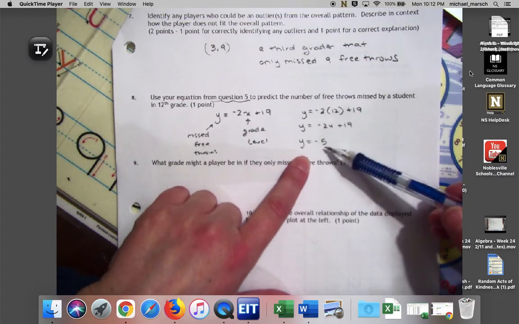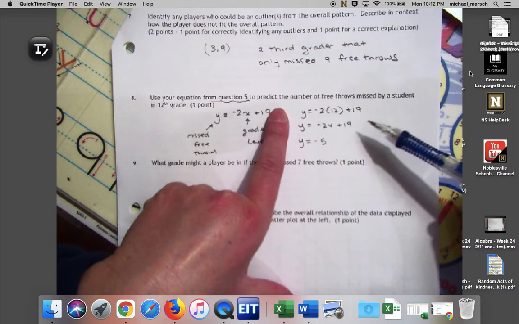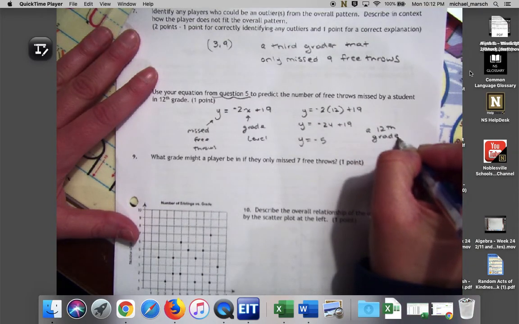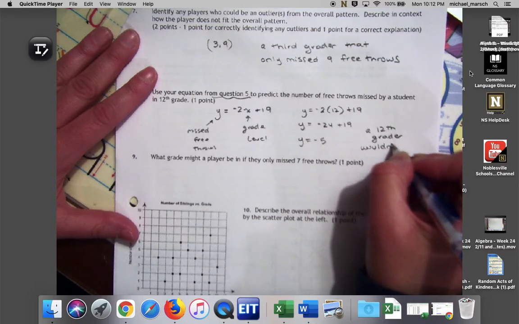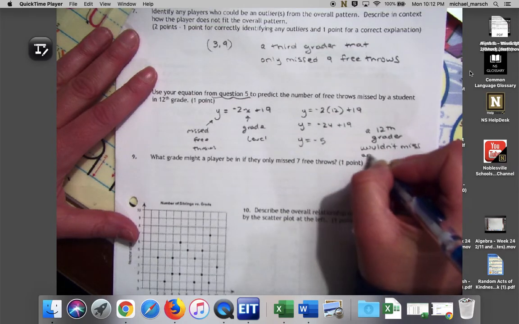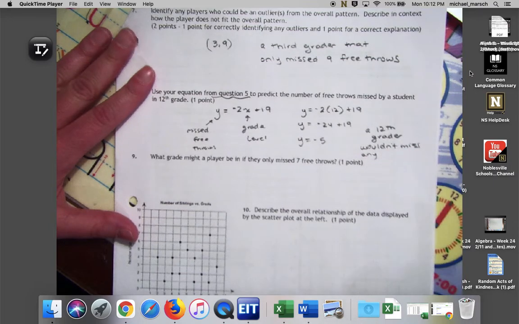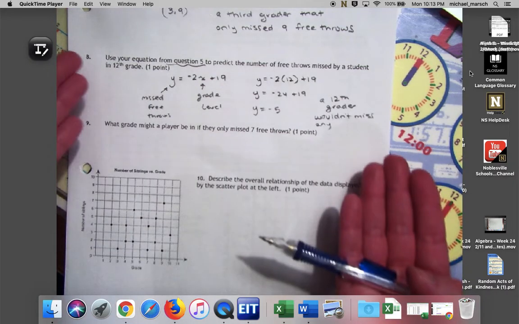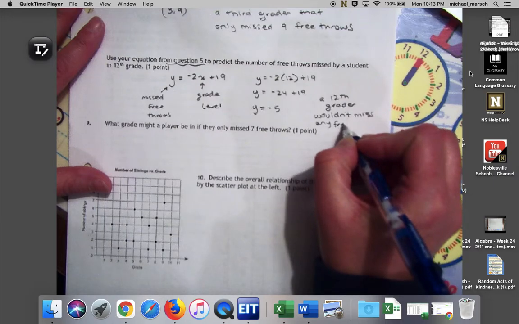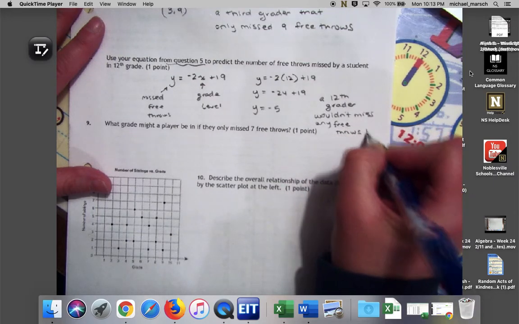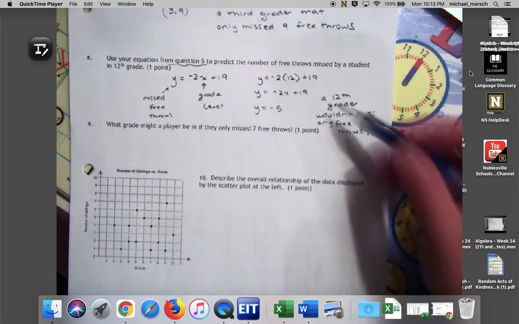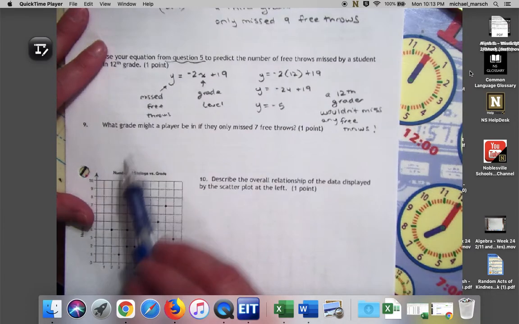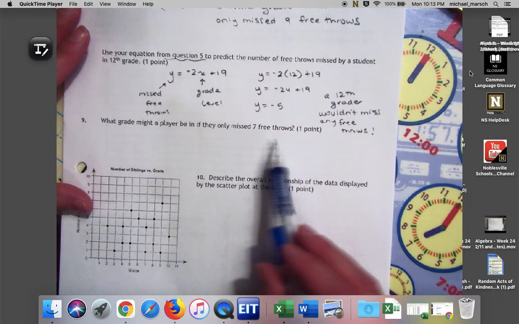So if I have to put this into the context of the situation, I would say a 12th grader wouldn't miss any. Now, I know what you guys are thinking, like, that's not realistic, Mrs. Marsh. Like, people are going to miss free throws. But in this situation, this is all we have to go off of, right? Happy for that person. Okay, so that would be my answer there. So I take the grade level, put it in, interpret it back in.